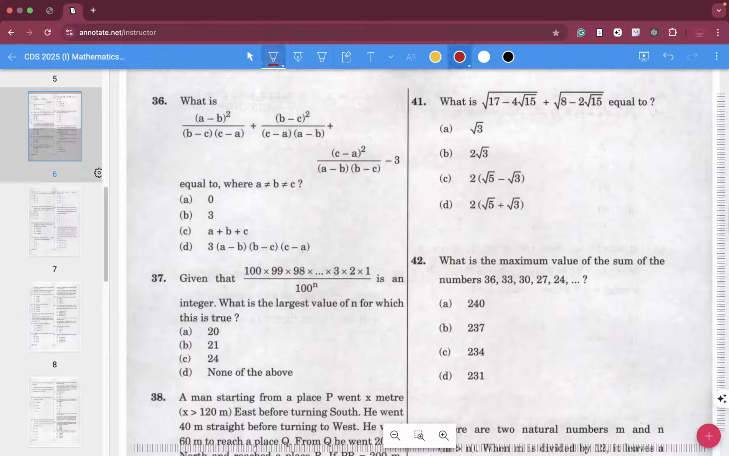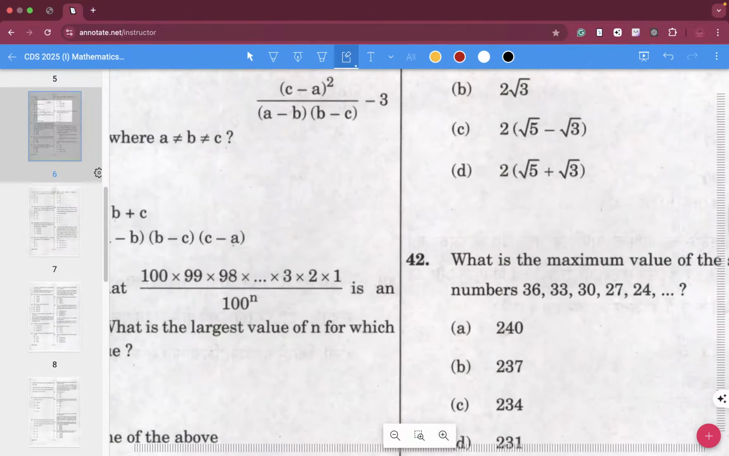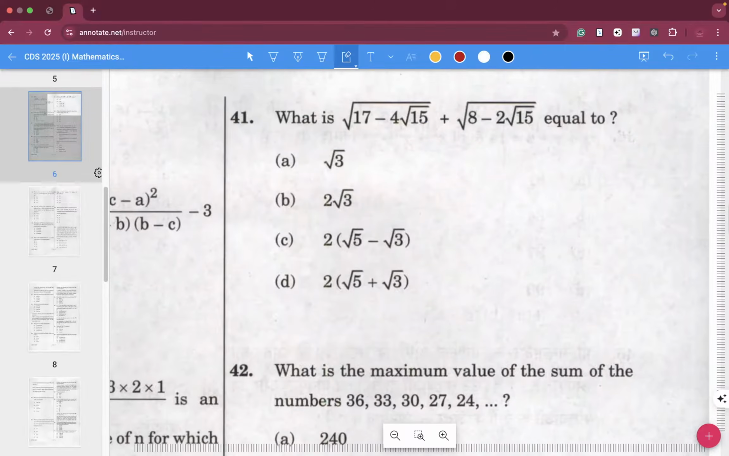We have already done question number 1 to 40 in part A and part B in this PYQ series, and today we'll get going with question number 41 onwards. Question number 41 asks you to find the value of this expression: root of 17 minus 4 root 15, plus root of 8 minus 2 root 15. How exactly will we find this?